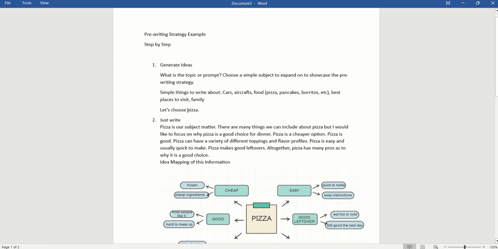Once this is done, you can use this list to choose one you are comfortable expanding on and then create a thesis from that. Let's choose pizza.